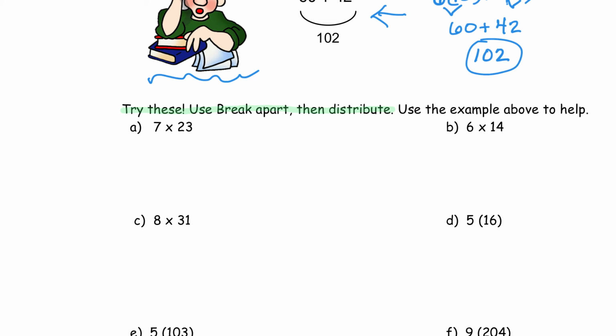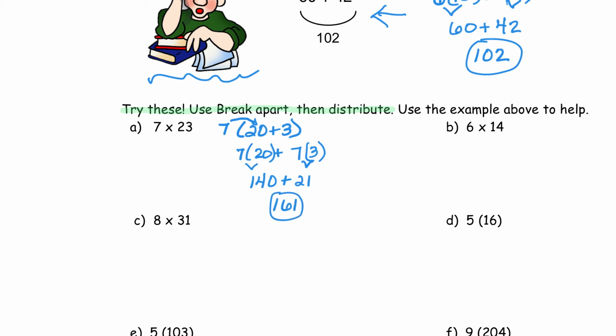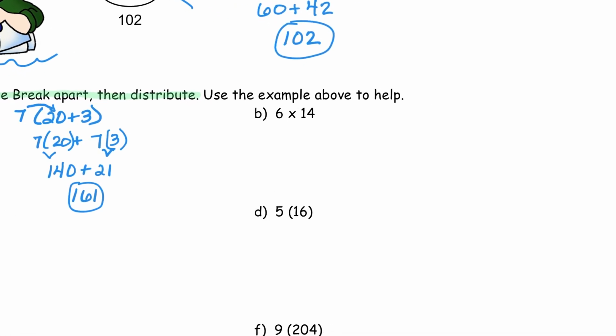If I break apart this 23, it would be 7 times 20 plus 3. There you have it. And now all you're going to do is multiply using the distributive property. 7 times 20, plus 7 times 3. And then I'm going to continue. 7 times 20 is 140, plus 7 times 3 is 21. My final answer is 161. All right, great job. Let's take a look at example B.